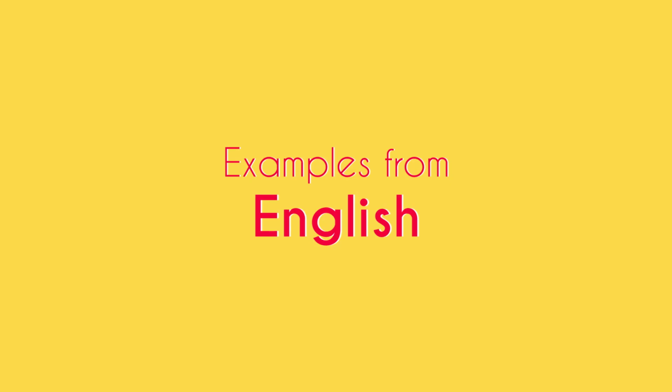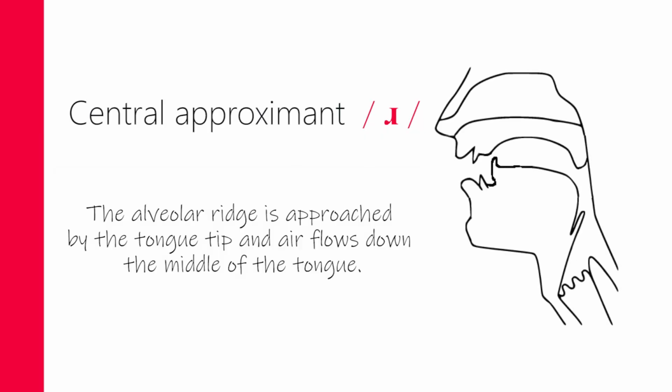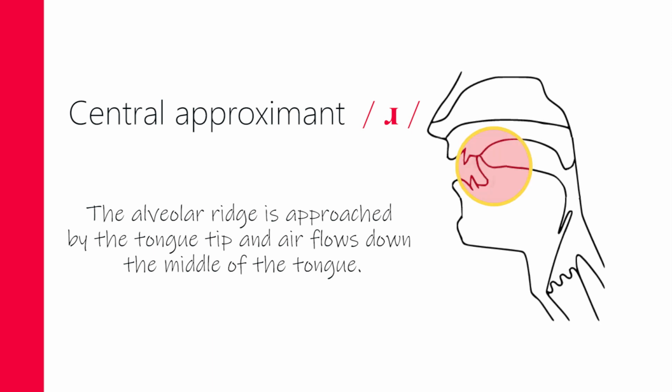If you want to talk about English, the English sound ra is a central approximant. During its production, the alveolar ridge, because it is a voiced alveolar central approximant, is approached by the tongue tip, and air flows down the middle of the tongue. If you want to flow air down the middle of your tongue, you have to raise the sides of your tongue. But if you do the opposite, if you raise the middle of your tongue and allow air to be released laterally, which means on the sides, you will pronounce la.